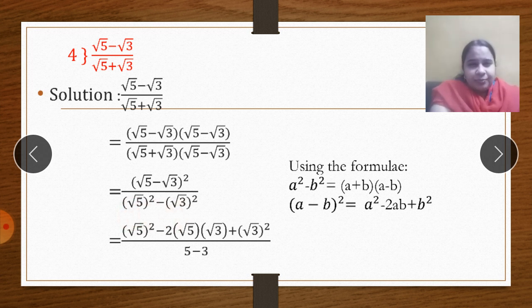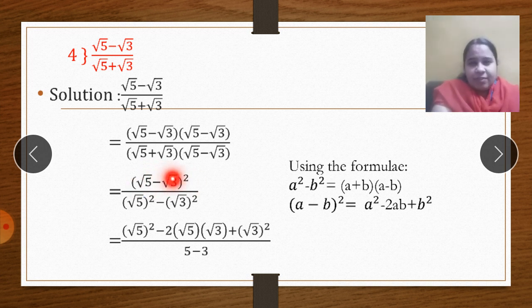Okay. Then I hope you know this formula. I did not ask you to repeat it. Yes, I hope everybody knows this. A minus b the whole square. A square minus 2ab plus b square. So that is what I am going to use here in the numerator.